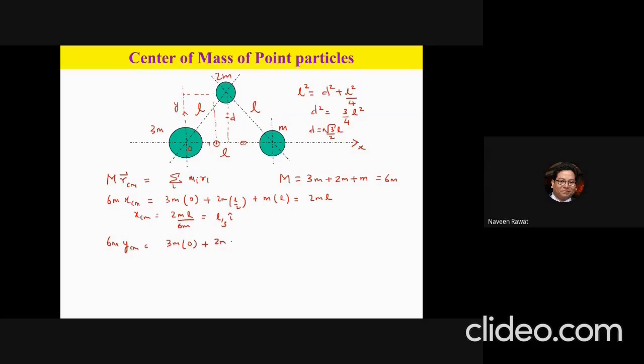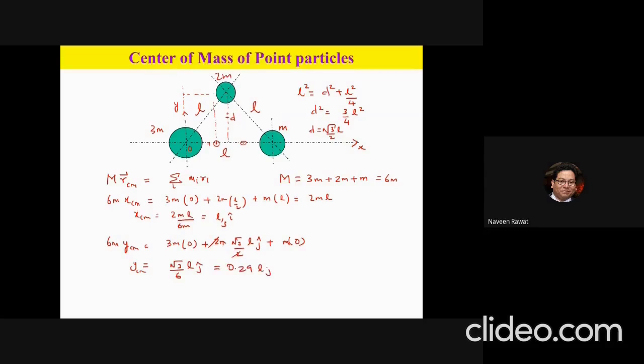So I'm getting 2m times square root of 3 by 2 times L. And then the third mass is again m. The third mass is at 0 on the y-axis, right? It is not on anything there. So again it is 0, and this should be something called j. The first term is 0, the third is 0, 2 and 2 cancel. So I get y center of mass is root 3 by 6, and m will also cancel, L times j.